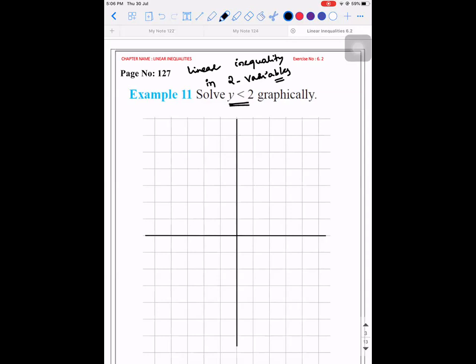So how are we supposed to solve this? First, what are we supposed to do? Treat it as equality. Y is equal to 2 represents what?